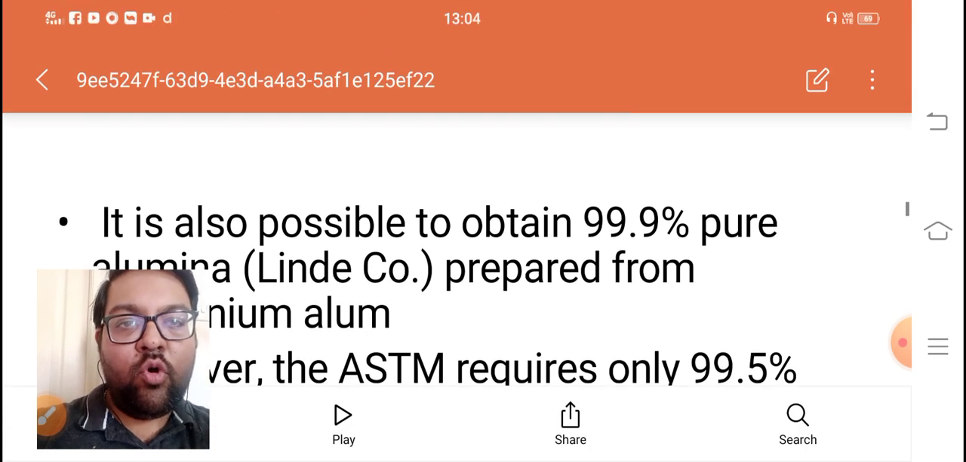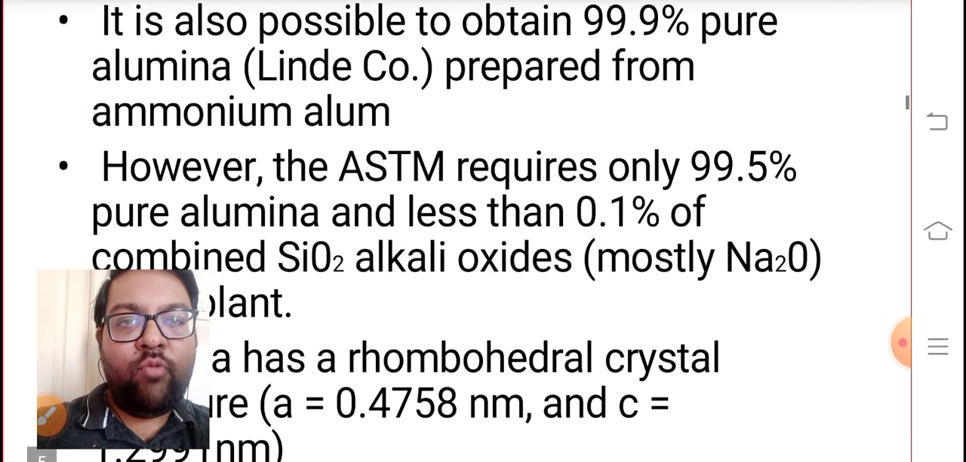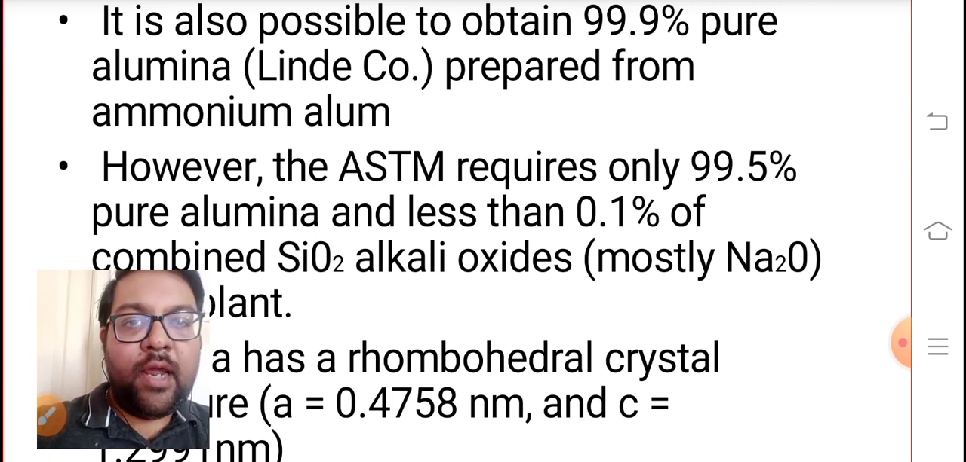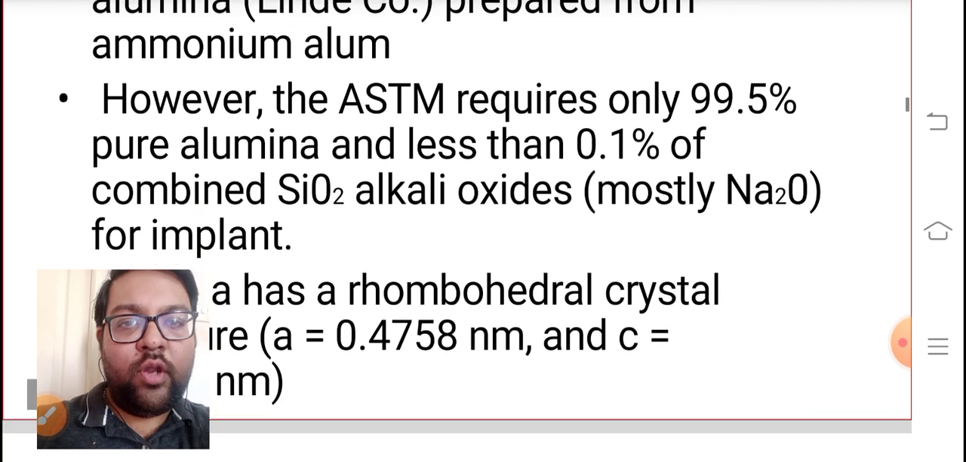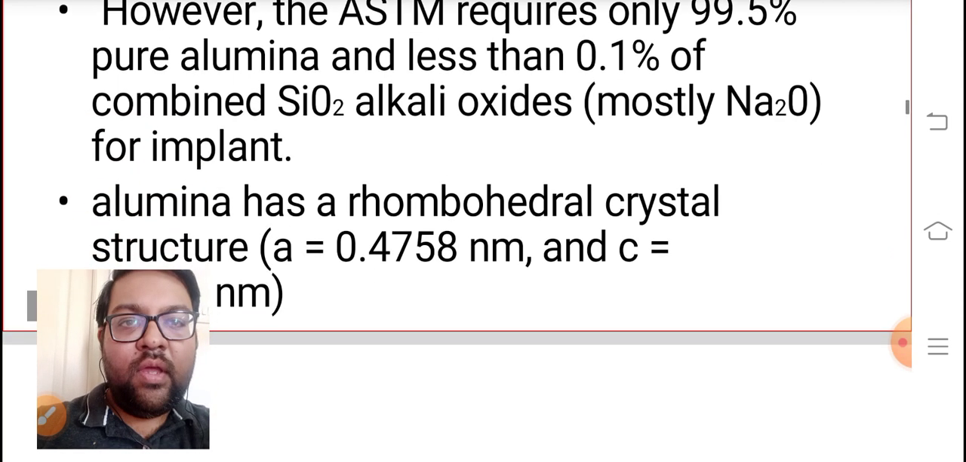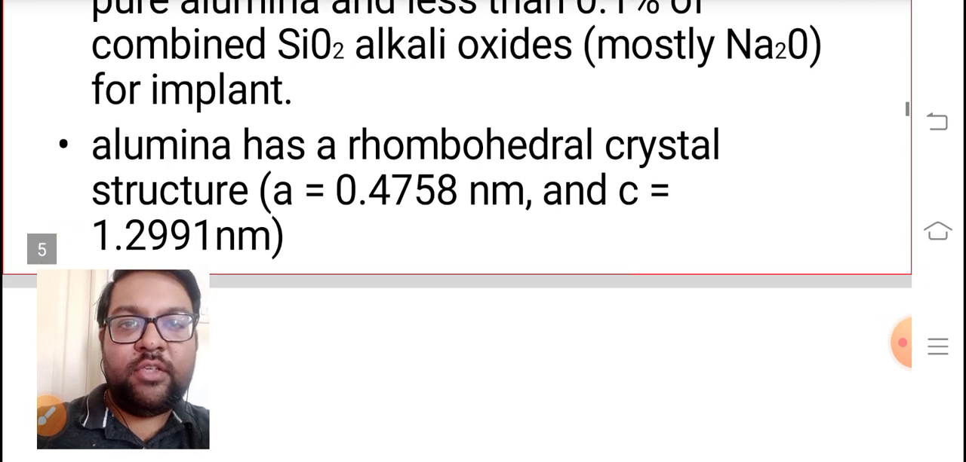It's available from company Linde Co., prepared from ammonium alum. However, the ASTM requires only 99.5% pure alumina and less than 0.1% of combined silicon dioxide and alkali oxides, mostly sodium oxide, for implants. Alumina has a rhombohedral crystal structure, that is, its a value is 0.4758 nanometer and c is 1.2991 nanometer.